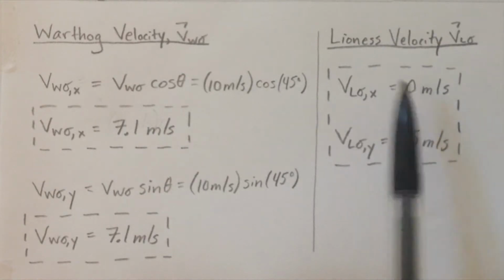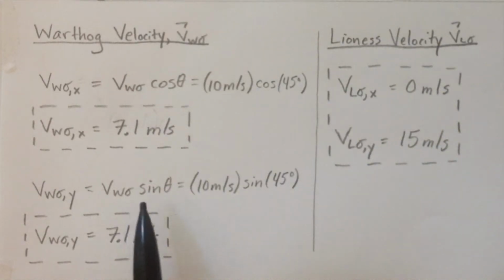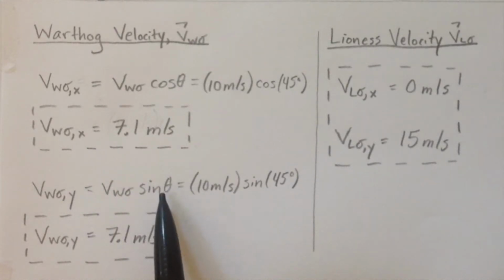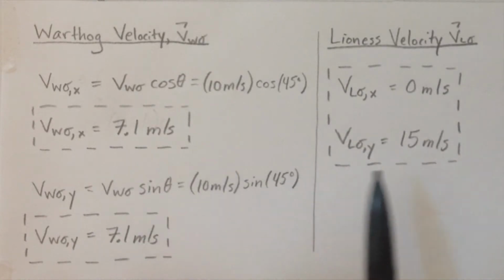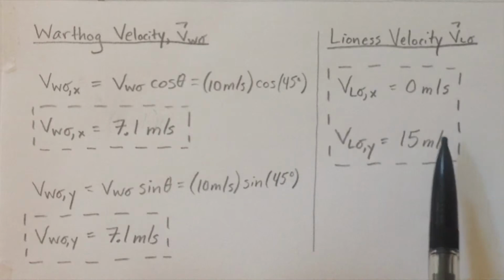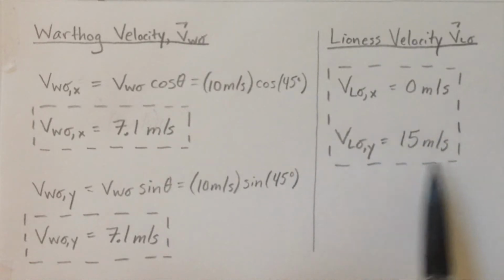To find the y component, we multiply the velocity of the warthog with respect to the origin times sine theta, which results in 7.1 meters per second. For the lion, because the lion's moving again in a purely vertical direction, the velocity in the y direction is just the 15 meters per second.